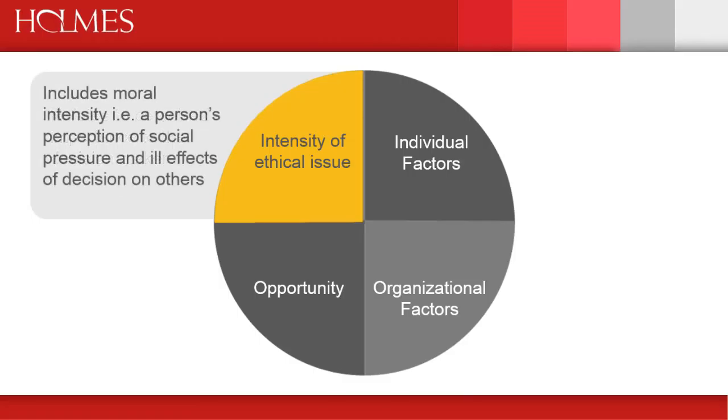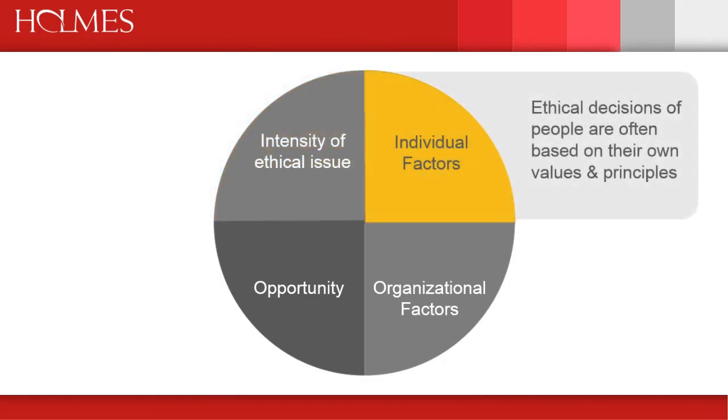Ethical issue also includes moral intensity, which relates to a person's perceptions of social pressure and the harm the decision will have on others. For example, the CEO of a chemical manufacturing company decides to set up their plant in an area outside the city centre to reduce the effect of harmful gases on community and society.